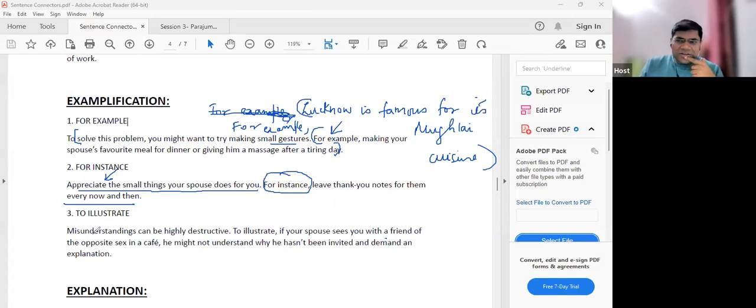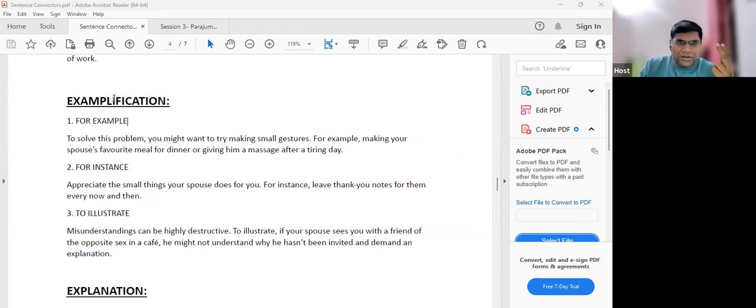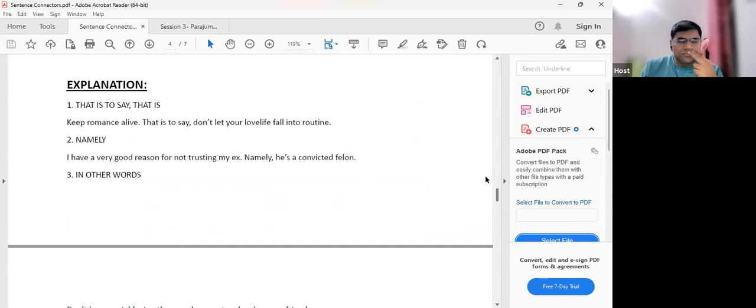Misunderstandings can be highly destructive. To illustrate, that means, for example, for instance. So highly uncommon, not very common. For instance and for example is quite common. And further, if you go here, this is exemplification. We have used the word exemplification here. And then if you scroll down here, you will see explanation. Now, that is something someone pointed out a short while back.